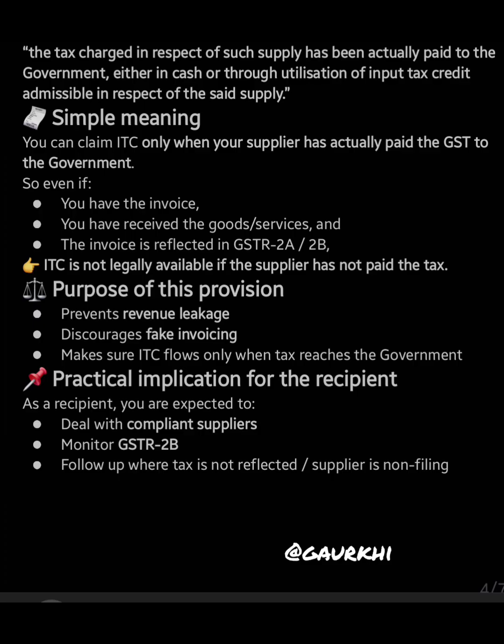So what does 16(2)(c) state? A registered person shall be entitled to take ITC only if the tax charged in respect of such supply has been actually paid to the government, either in cash or through utilization of ITC admissible in respect of such supply. So in this scenario, the supplier hasn't paid the tax to the government, thus you are not eligible to avail ITC. You have the invoice, you received the goods and services, you have the invoice reflecting in 2A, but still you are not eligible to avail the ITC since the supplier has not paid the tax.